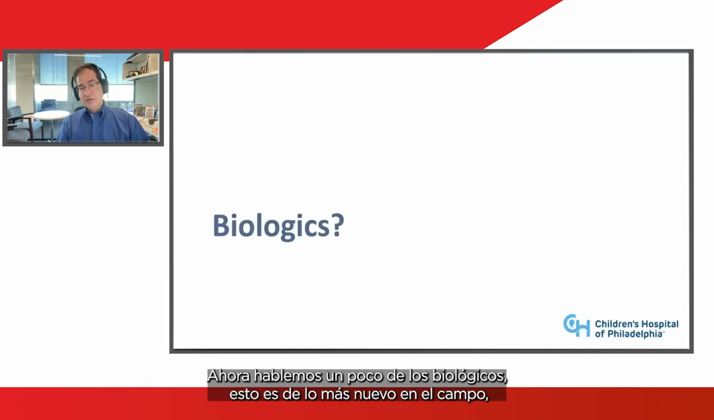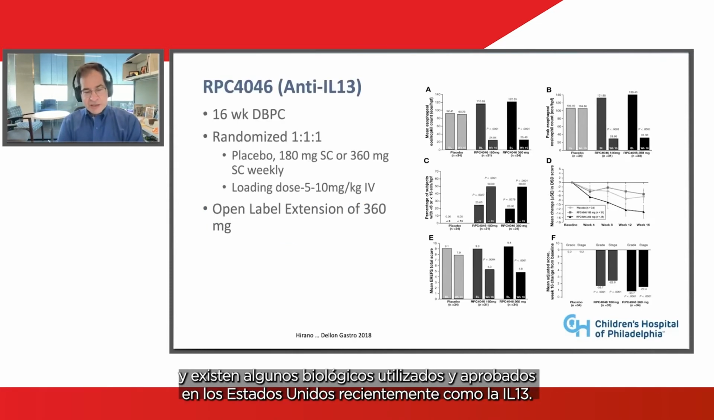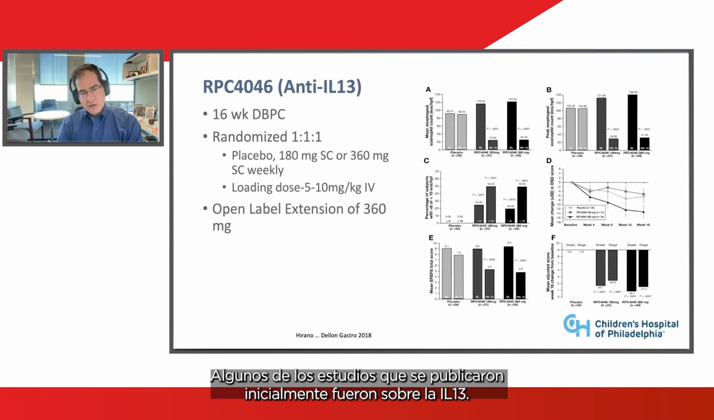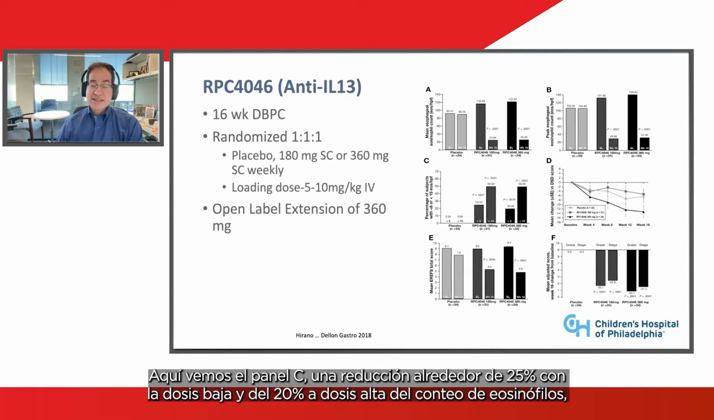All right, so now let's talk about biologics. This is the new hottest thing in the field. There have been a few biologics and one recently approved in the United States. This is IL-13. IL-13 was one of the ones published originally. As you can see, we look at 2 basic things in all of our studies. One is eosinophil counts, and we want to see less than 6 as sort of the endpoint, and that's panel C here.